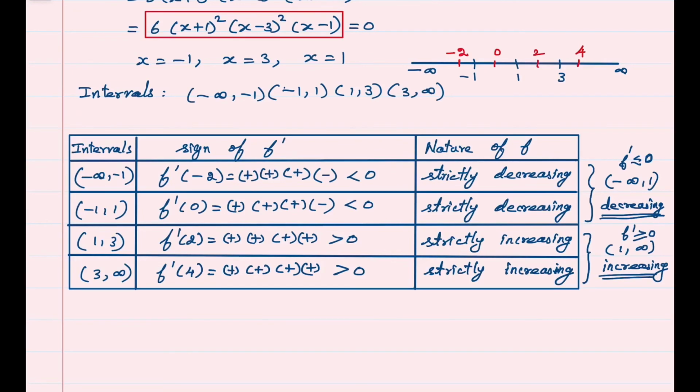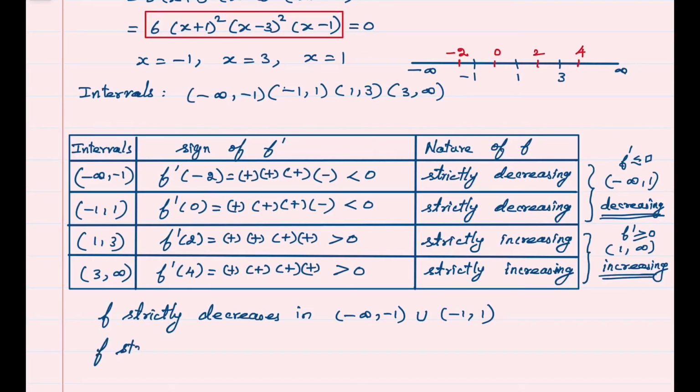But the question is asked for strictly increasing and strictly decreasing, so don't combine these intervals. Therefore, f strictly decreases in minus infinity to minus 1 and minus 1 to 1. Open intervals, because we should not include the critical points for strictly decreasing function. Similarly, f strictly increases in 1 to 3, union 3 to infinity. Don't combine the intervals. Write them as open intervals at the critical points.